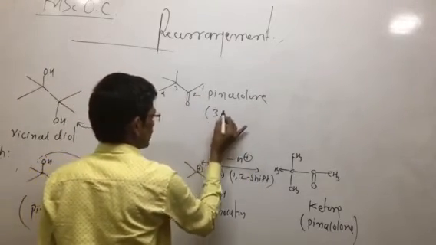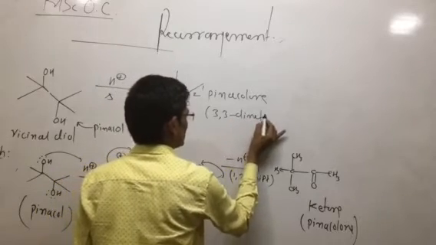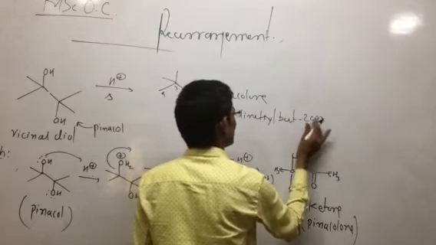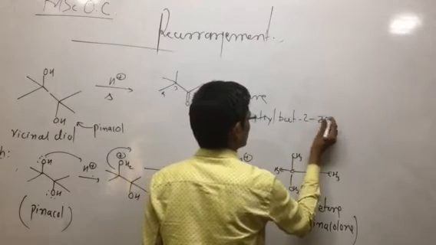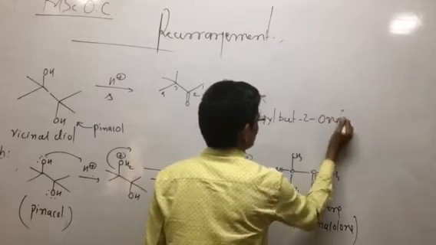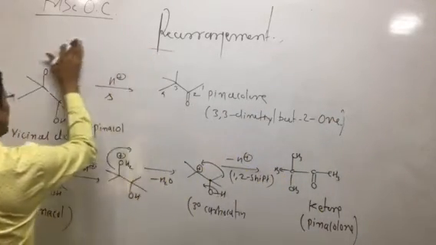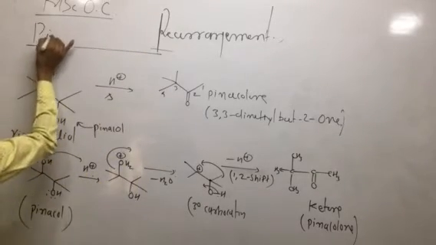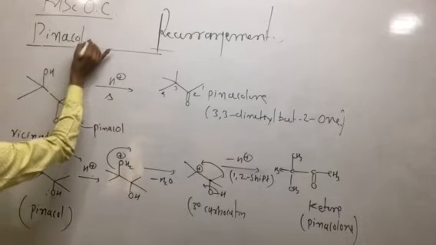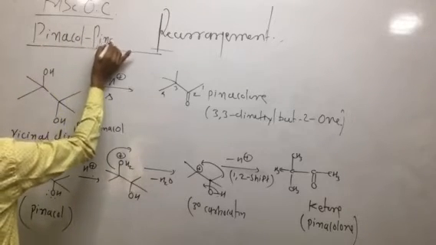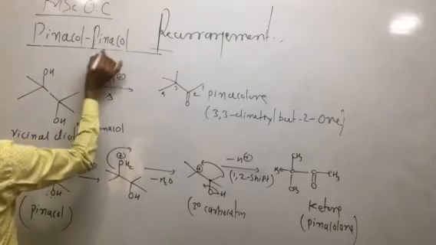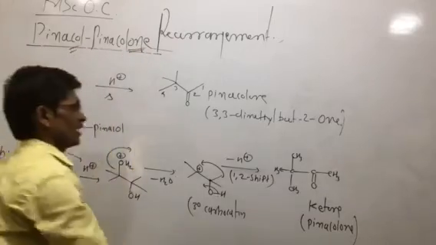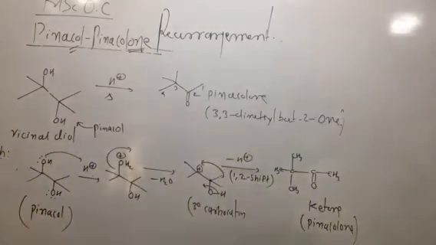This is called 3,3-dimethyl butanone. This is a starting reactant molecule, a pinacol, converted to pinacolone. That's why this type of rearrangement is called pinacol-pinacolone rearrangement. इसको pinacol-pinacolone rearrangement कहा जाता है.